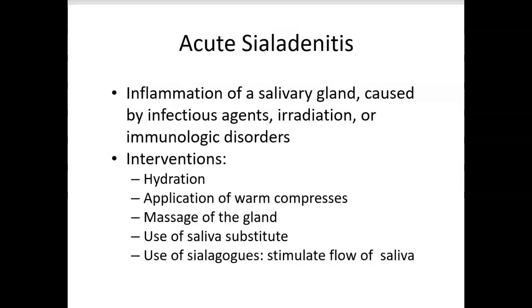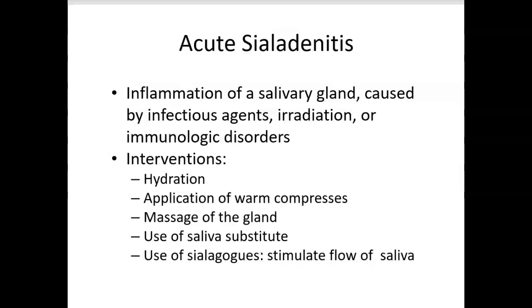the flow of saliva. These measures include hydration, application of warm compresses, massage of the gland, use of saliva substitute, and use of sialagogues. Sialagogues, including lemon slices and citrus and other fruit-flavored candy, can stimulate the secretion of saliva.